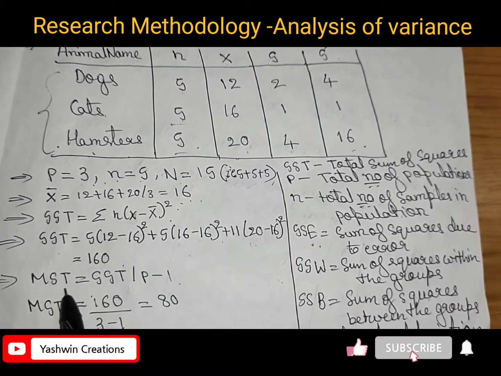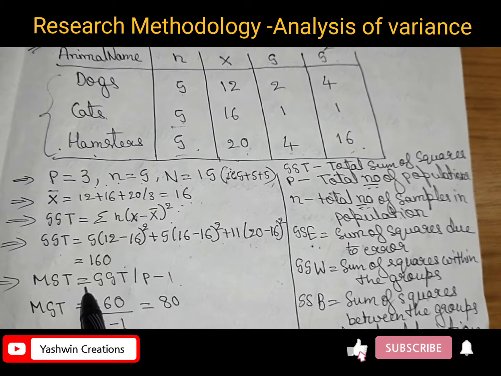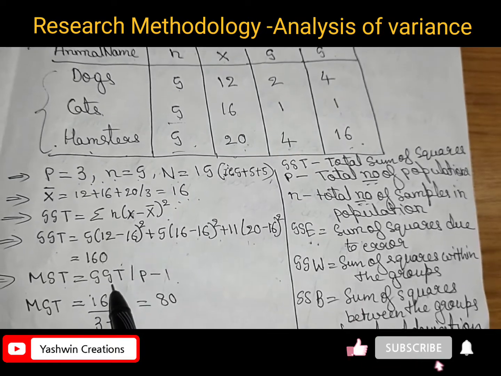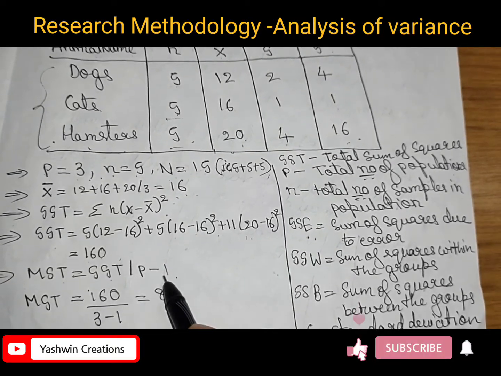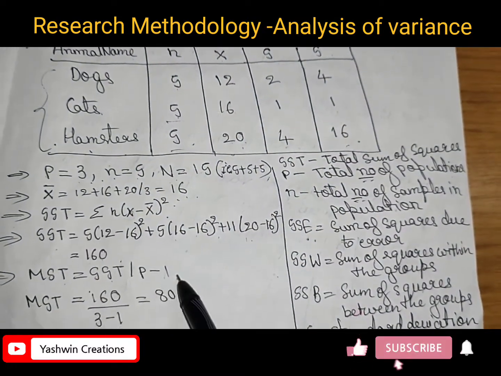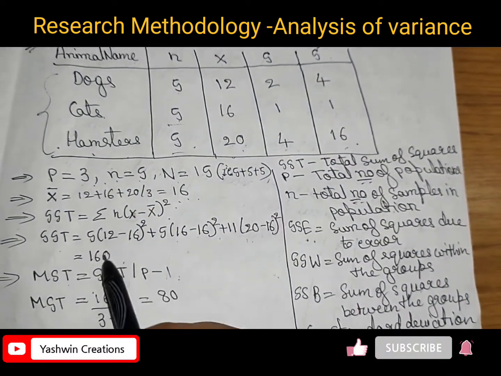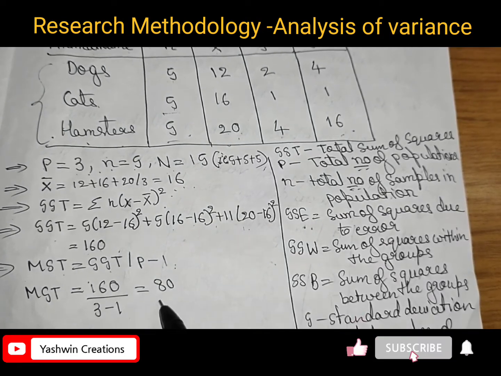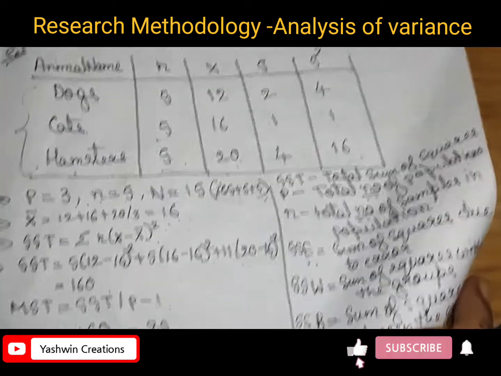Next MST. MST equals SST divided by P minus 1. So P is, here we have written, 3 minus 1. So the SST value is 160 divided by 3 minus 1, you will get 80.